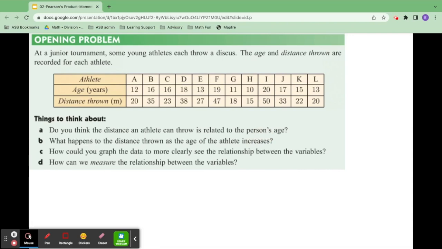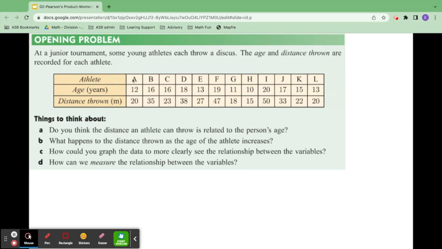I'm told at a junior tournament, some young athletes each throw a discus. The age and distance thrown are recorded for each athlete. So we see athlete A all the way to L, the age of the athlete, and the distance. Do you think the distance an athlete can throw is related to their age? Well, this question is pretty hard to answer if we just look at the data. This is not an appropriate representation for us to see if the distance and the age are actually related.